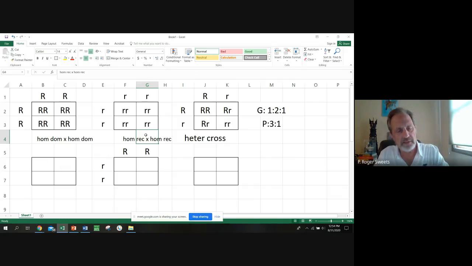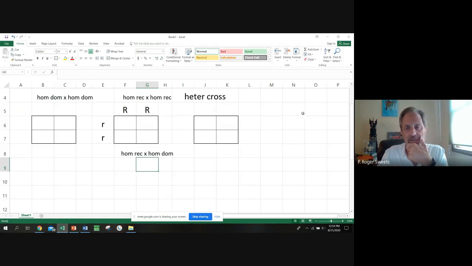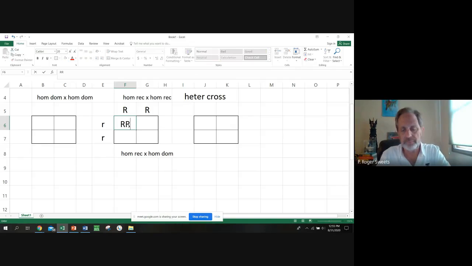So now we're going to cross a homozygous recessive with a homozygous dominant. How does that come out? Well, this is pretty simple as well, isn't it? We have R, little r, little r, R, R. In every case, because we just fill in from the row and the column. That's how a Punnett square works.